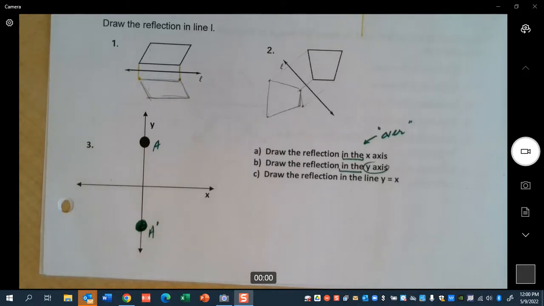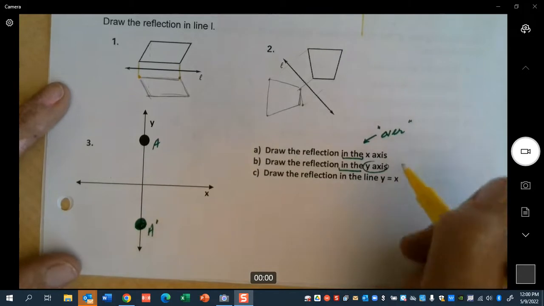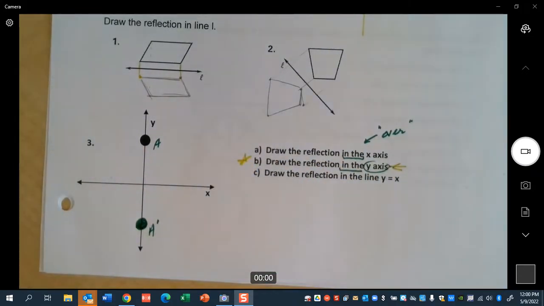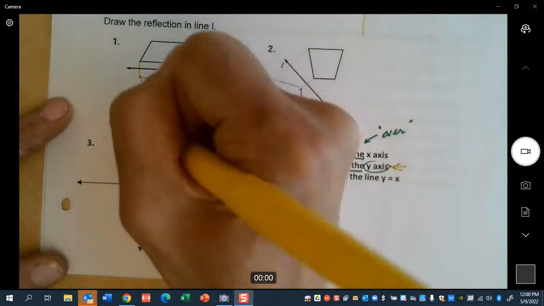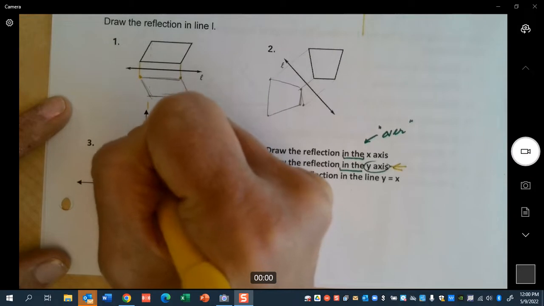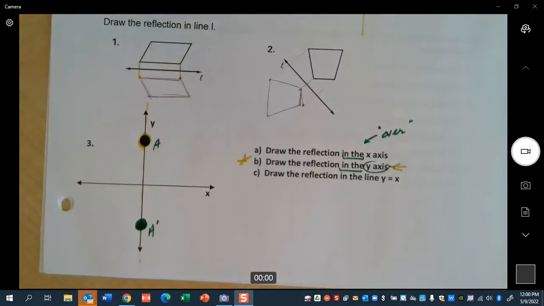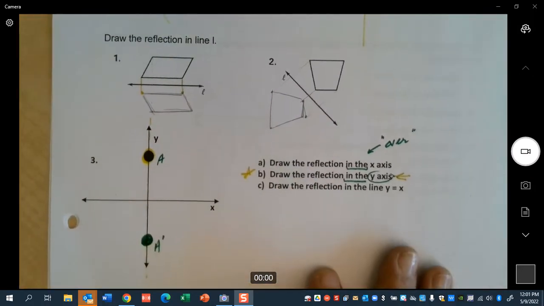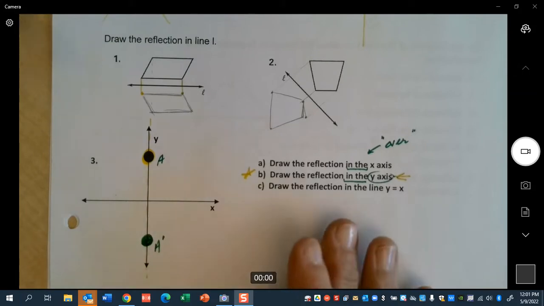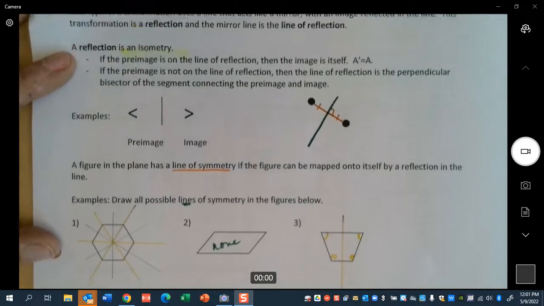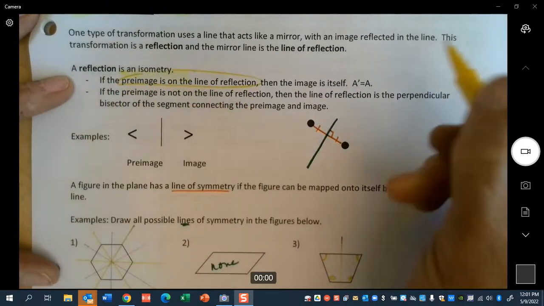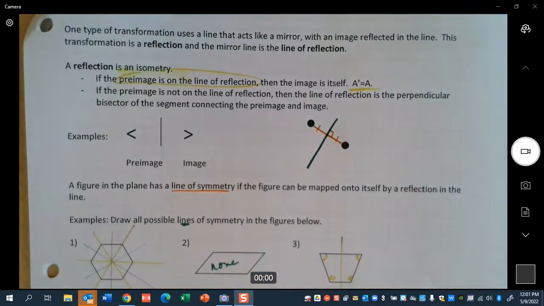The reflection in the y-axis is the tricky one, because if this is my line of reflection and I made this point nice and big, guess what? It's its own image and pre-image. So that takes us back to this conversation up here. If the pre-image is on the line of reflection, then it's itself.